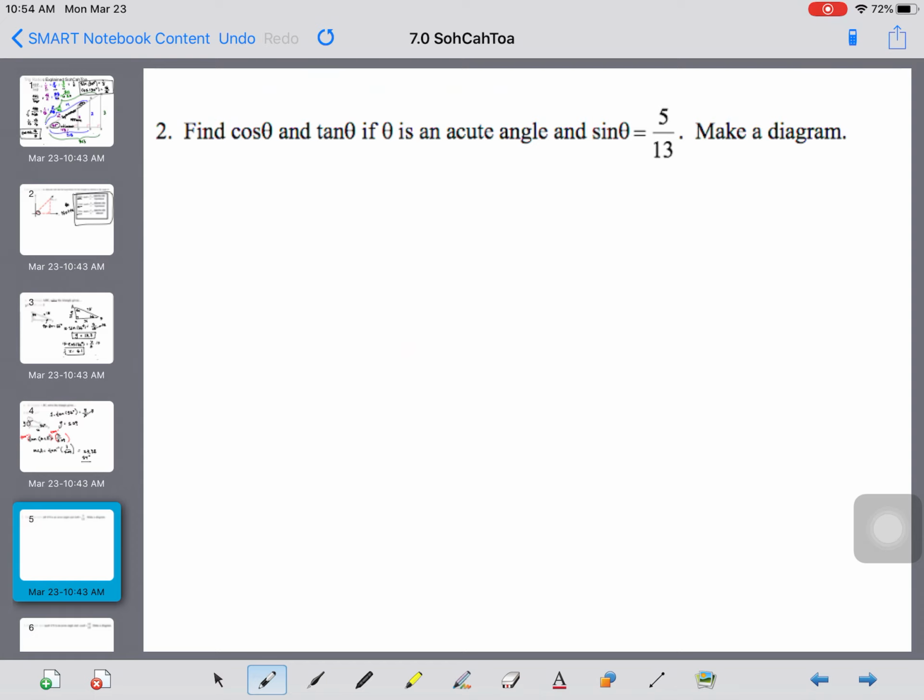Two other questions that are really interesting here are extending into some work that we're going to be doing. This says find cosine theta and tangent theta. These are the ratios. If I'm given an acute angle and I know that sine theta is 5/13, so if I make a triangle, I don't know what theta is, but I'm actually just asking for what those ratios are. If I have theta here, I know that sine is 5/13. That's telling me that the opposite side is 5 and the hypotenuse is 13.